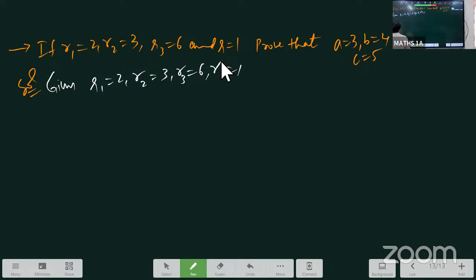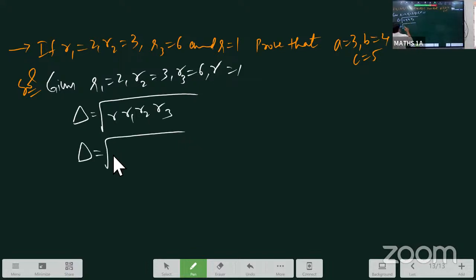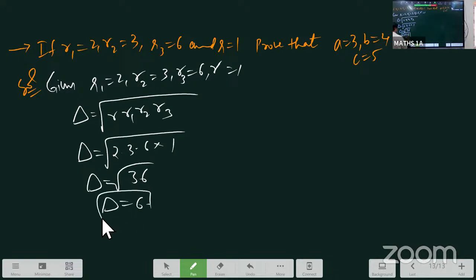R1 is 2, R2 is 3, R3 is 6, and r is 1. Now, delta is equal to the square root of r, R1, R2, R3. This is your formula. That is, delta is equal to the square root of 2 × 3 × 6 × 1, which is root 36. So I got delta equal to 6.